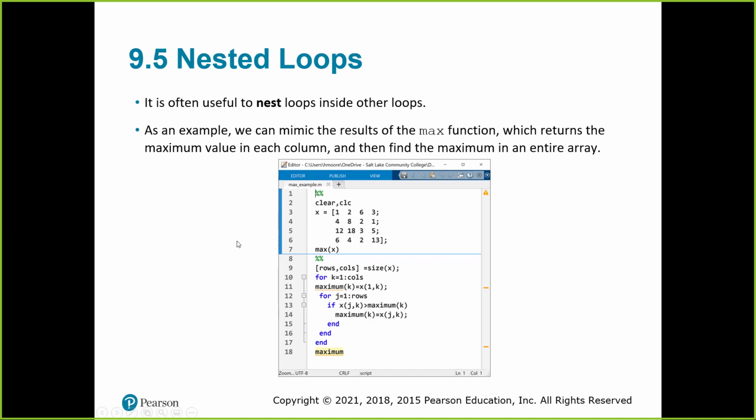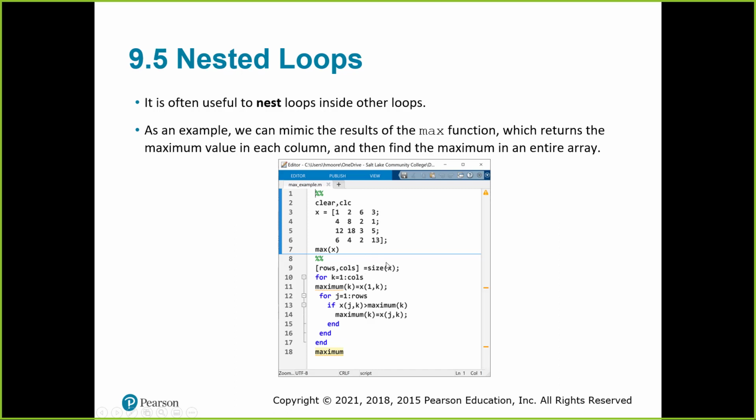Okay, so nested loops. They have a good example here of trying to find the maximum value in each column and then find the maximum in an entire array. So here is a matrix of numbers, and we want to find the maximum value, which, looking at it being so simple, we can see is 18.